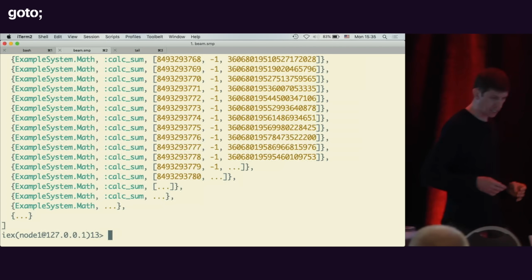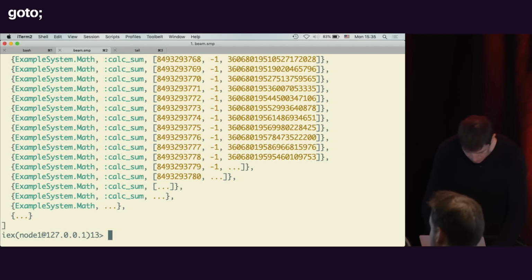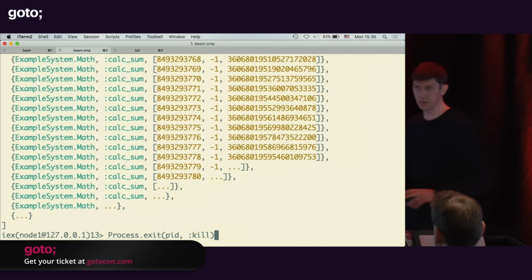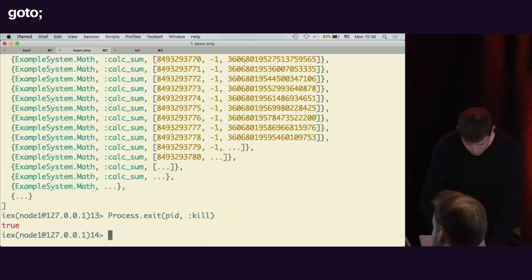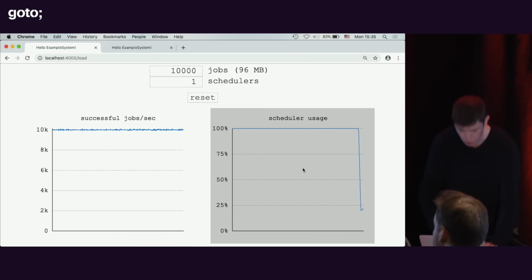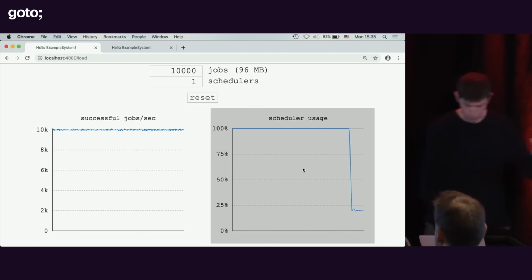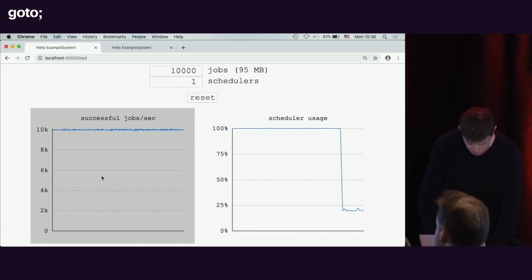And before I do that, I'm going to terminate this process. I'm going to ask the runtime to stop this process by sending it an exit signal. So I invoke standard library function, process.exit, the process ID, and the reason I'm using a special reason called kill, which is effectively kill -9 at the beam level, at the level of this nano pico activity. And as soon as I invoke this thing, what we can see on the dashboard is that the scheduler usage drops to expected level. And of course, nothing else was disturbed in the process, so we still have stable progress of 10K successes per second.